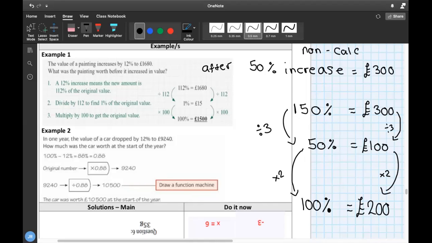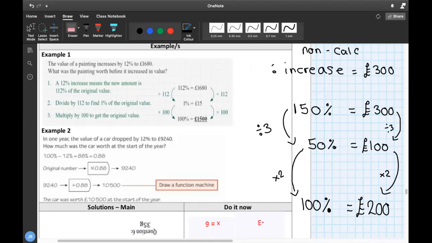Okay, so that was our non-calculator method. And the key thing there is you want to get back to your original amount, your 100%. So you work out the percentage that you've been given. If it was a 50% increase, then you'd add 50 to 100%. If it was a 50% decrease, then you'd have 100% minus 50%, which would leave you with just 50%. Okay, so got to pay attention to the wording there, whether it's increase or decrease.